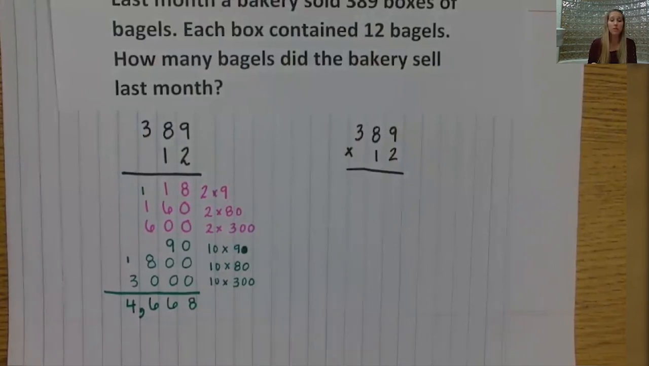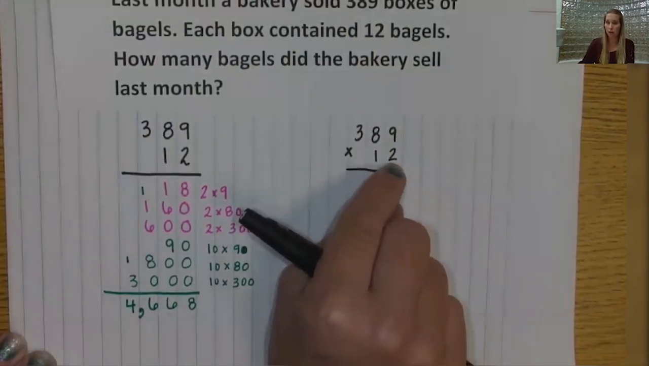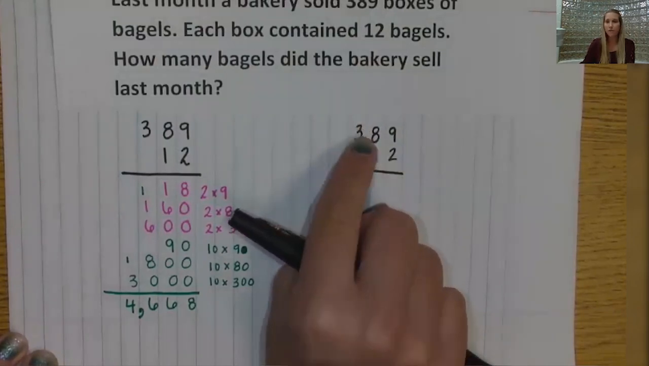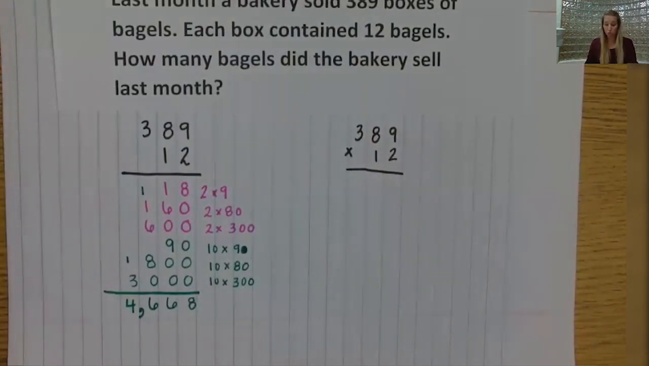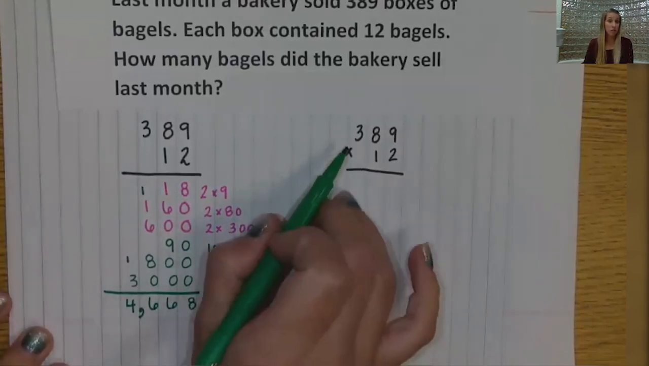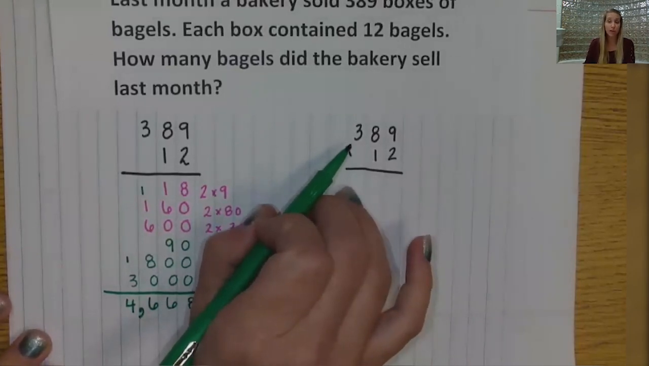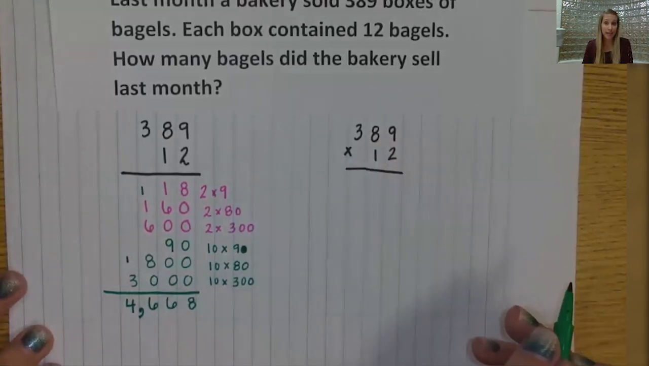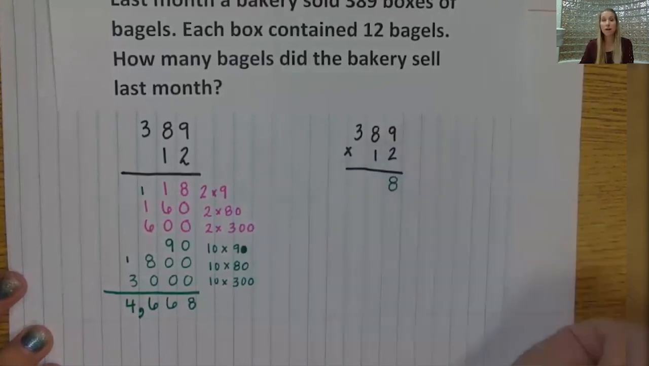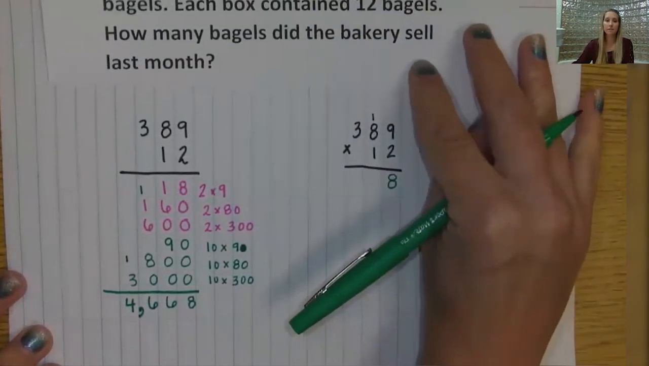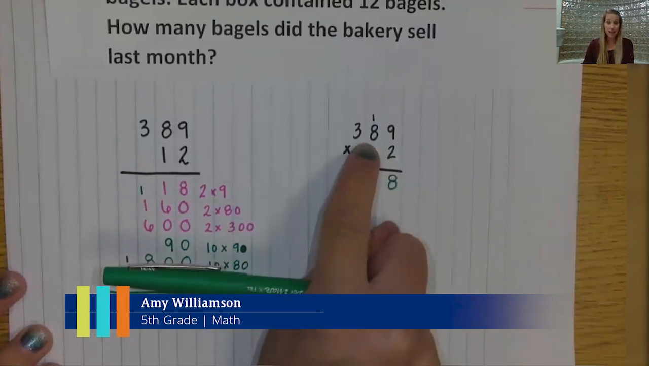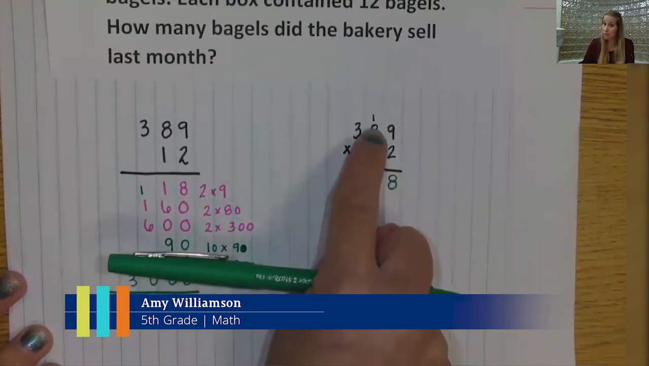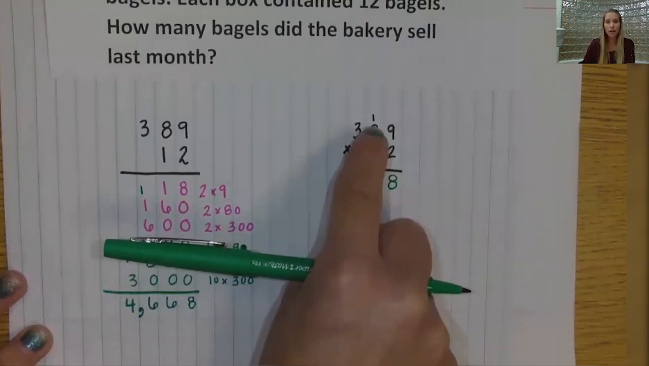Just using the standard algorithm, we still start with the 2, or the ones place, on our bottom factor. And we're still going to go to every factor on top, but we need to remember to regroup if necessary. Did we regroup when we used partial products? No, we didn't. But when we do the standard algorithm, we have to remember to regroup if necessary. So 2 times 9 ones is 18, or 1 ten and 8 ones. So I'm going to put down the 8 in the ones place, and regroup the 10.